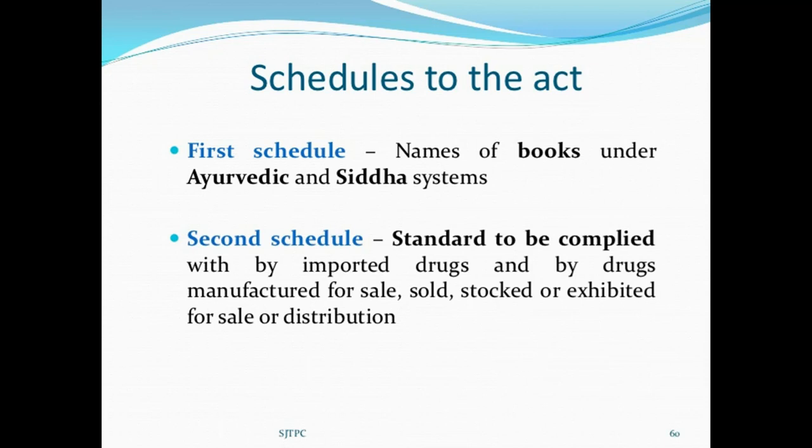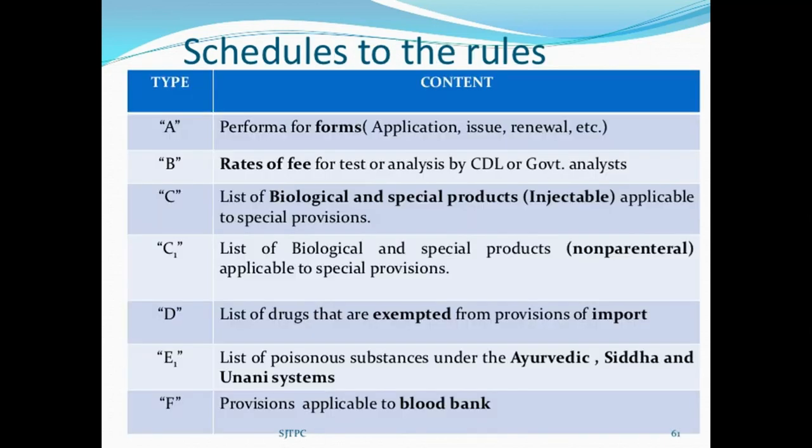In the second schedule, what is there? The second schedule has the standards to be complied with. What are the standards to be complied with if you want to import a drug, if you want to sell a drug, if you want to manufacture a drug? All the standards are listed in the second schedule. So very important is the second schedule as far as the Act is concerned. And from the examination point of view, many short questions will also come. This is the Drugs and Cosmetics Act 1940, and some rules are there.